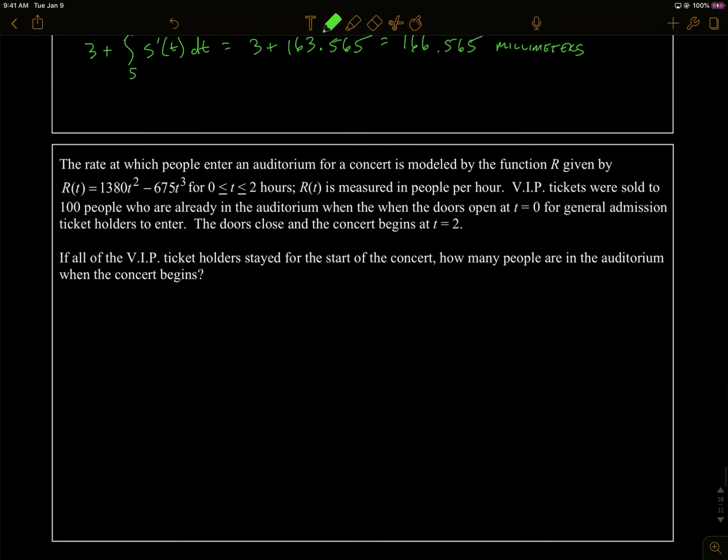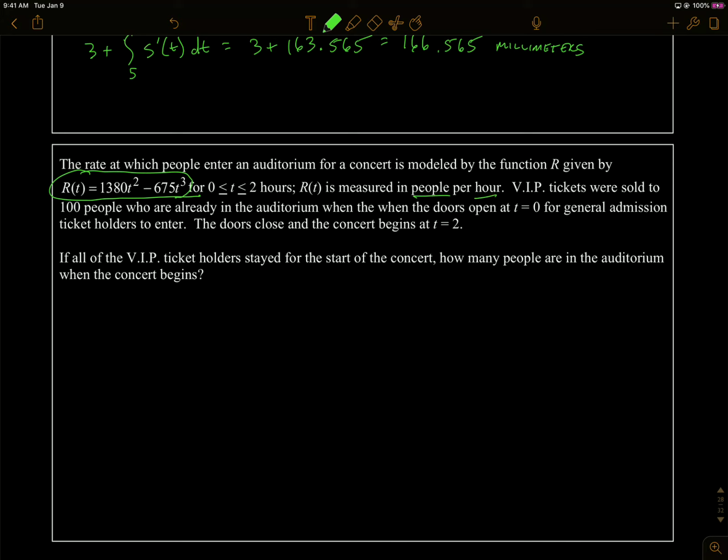Okay, last one. The rate at which people enter an auditorium for a concert is modeled by the function given by R of t, blah, blah, blah. R of t is measured in people per hour. I'm not going to read it to you. You can pause it and read. Okay, so they are giving us a rate here. So that is like a derivative. Even though it doesn't say R prime, it is a rate. It's measured in people per hour.